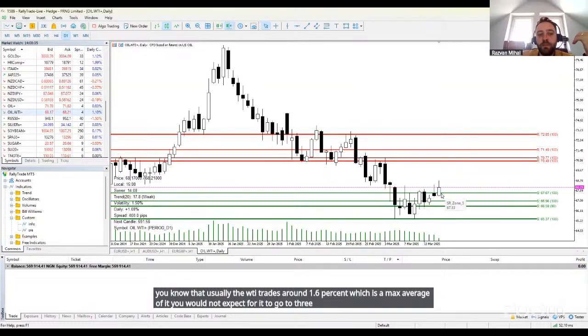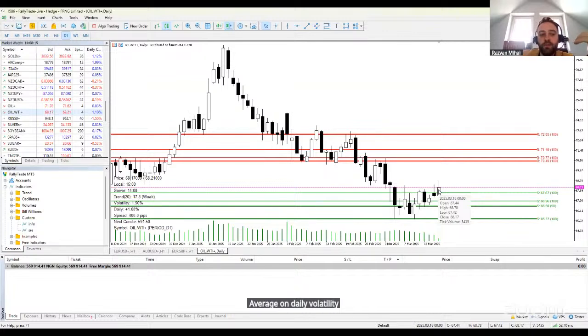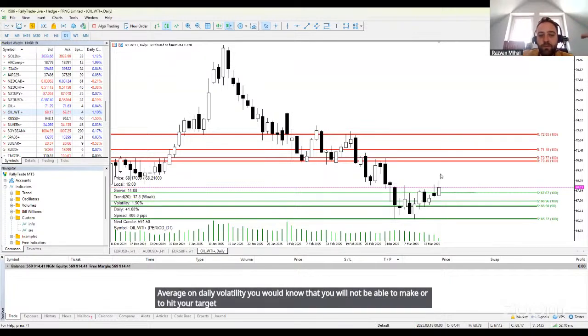So if you are in a buy trend and you know that the max is 1.6, 1.8% average on daily volatility, you would know that you will not be able to hit your target in the same day for 2.5% or more. So this is very, very important.